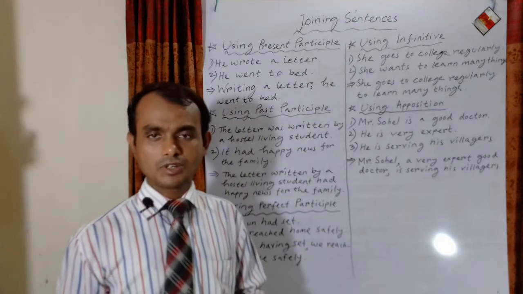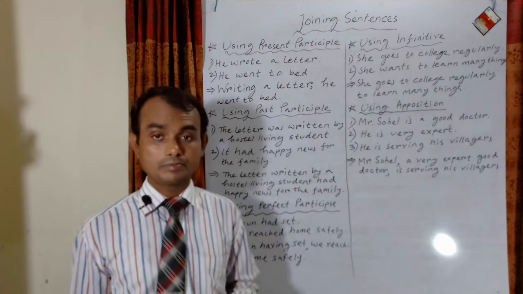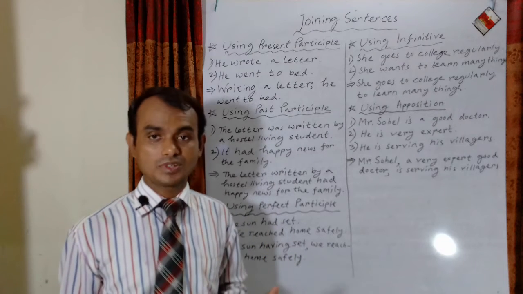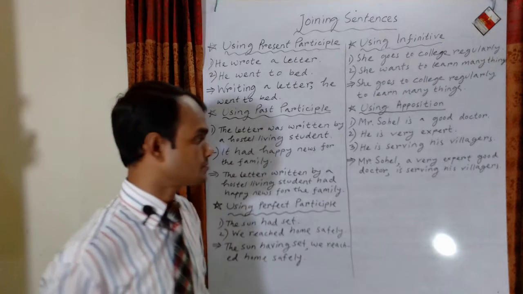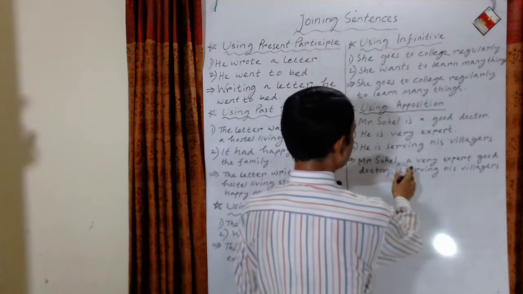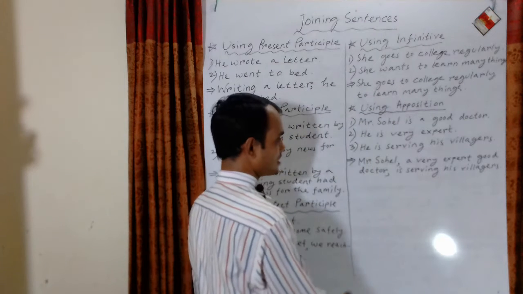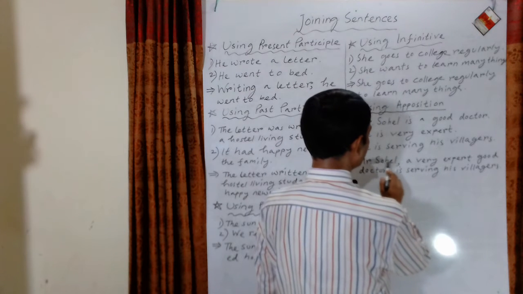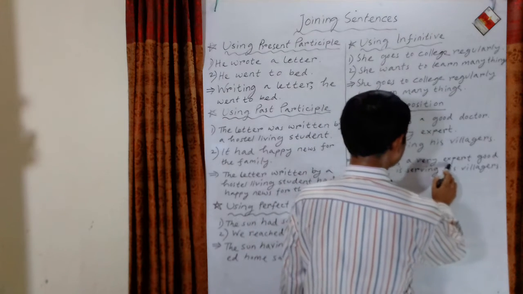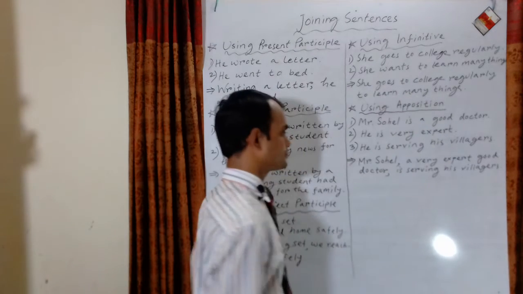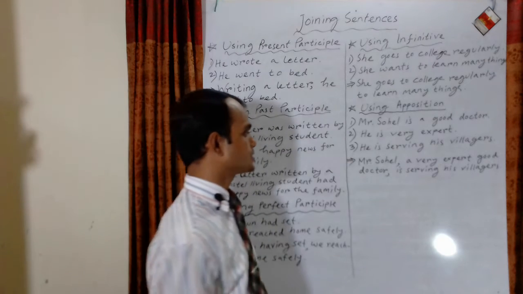Dear students, I have already joined 3 sentences and I have found one simple sentence, and that is done by using apposition. Mr. Sohail, a very expert good doctor, is serving his villagers. Apposition is Mr. Sohail. The apposition of Mr. Sohail is a very expert good doctor. That is apposition.